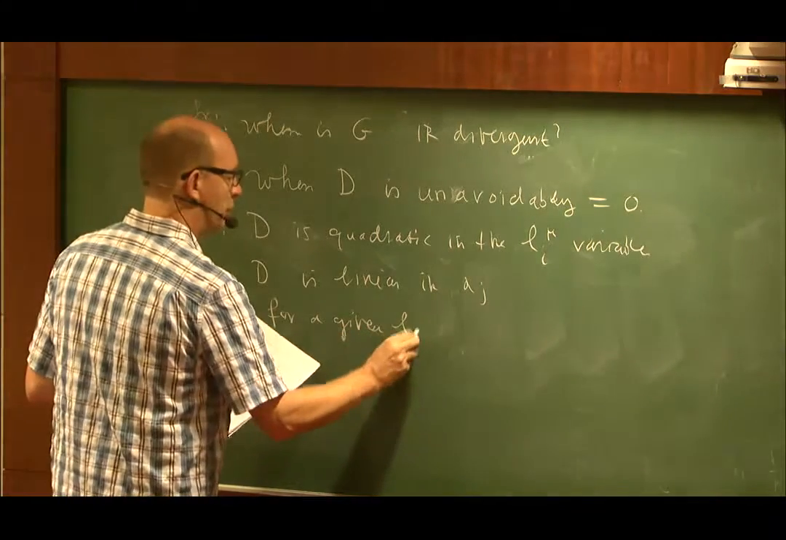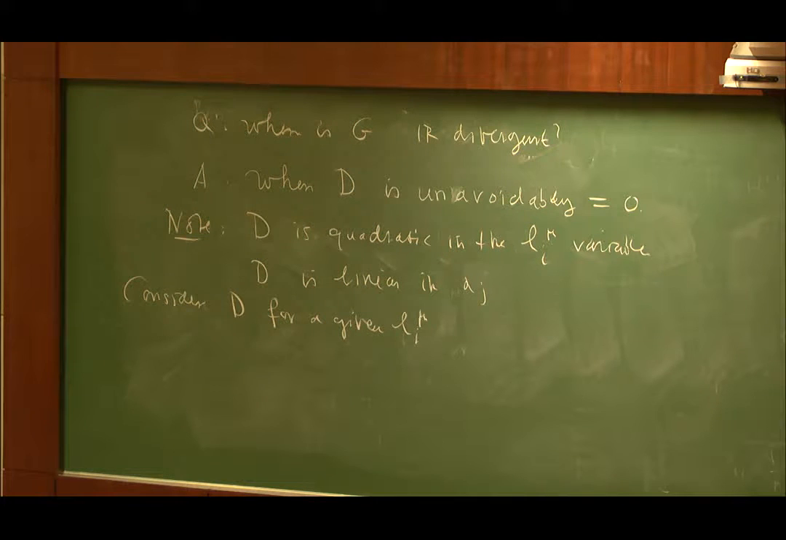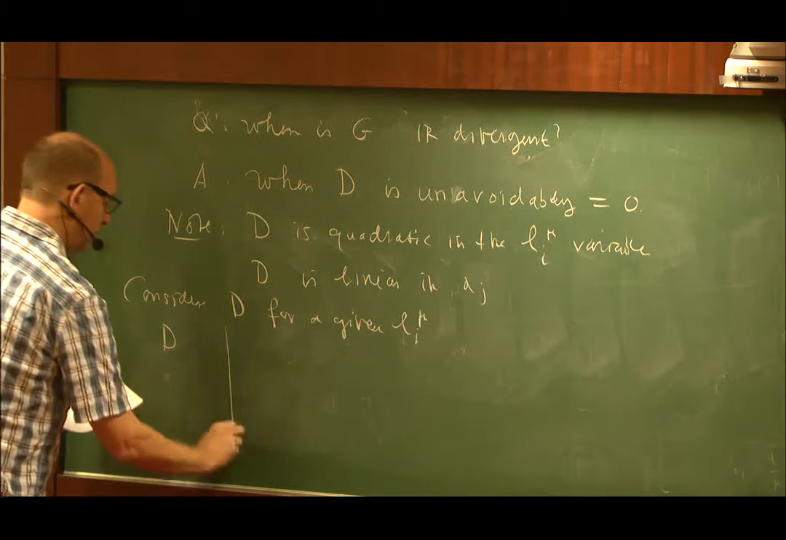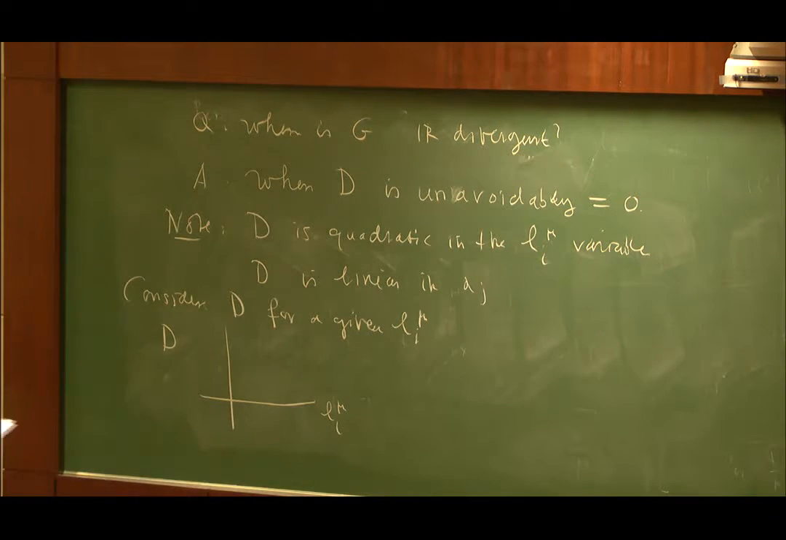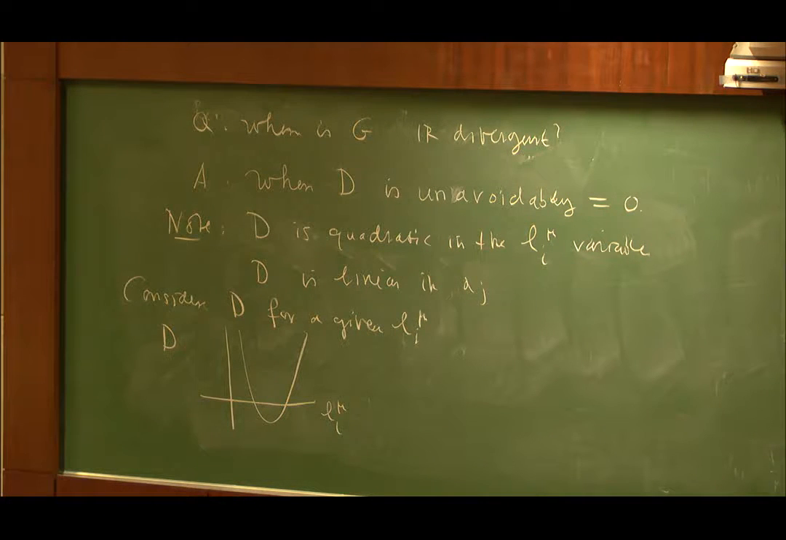Li mu, say of the fourth loop momentum, the third component. Then we can plot D as a function of this Li mu. Now, what behavior could it have? It's a quadratic dependence, so the typical behavior will be like this, the parabola. And of course, we're interested in the case where D can be zero.